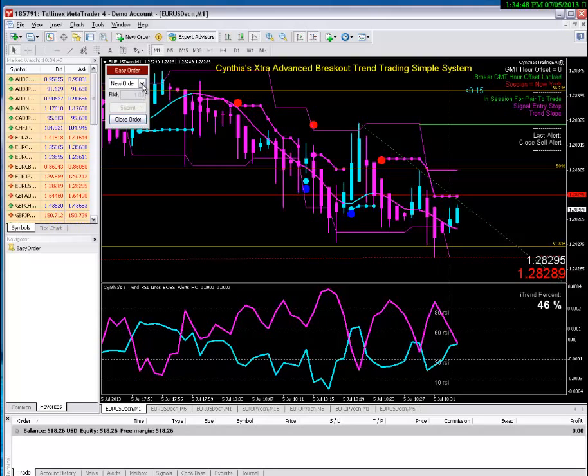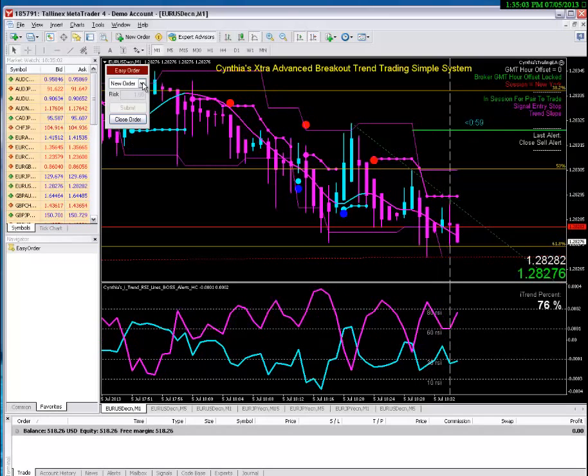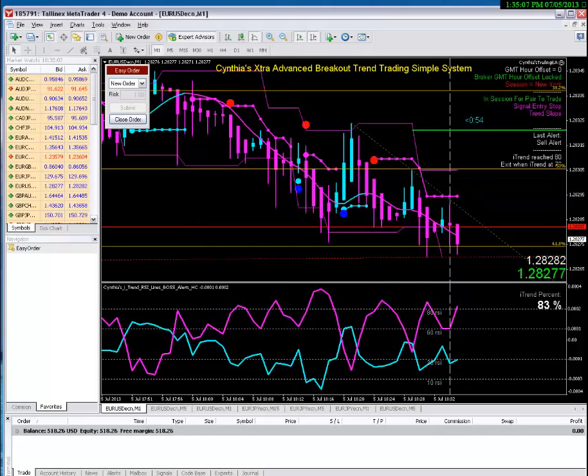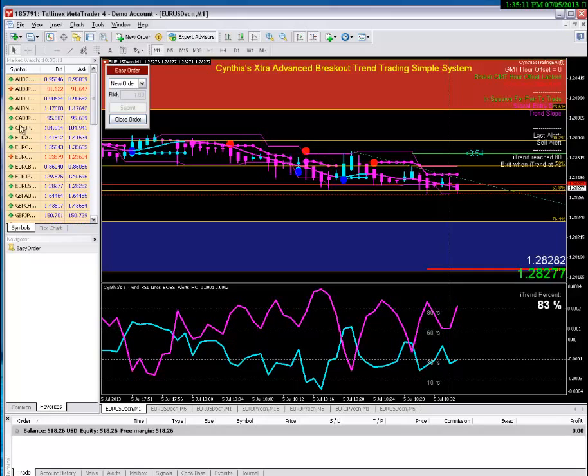Okay, so this is a wonderful script, and it's free on the net, but I give it to you. And this is part of the Xtra advanced breakout simple system. It's not in the advanced, it's only in the Xtra, and this is worth this and the trailing stop, and of course the alert indicator. They're worth their weight in gold. So gosh, we're still getting trade signals here.